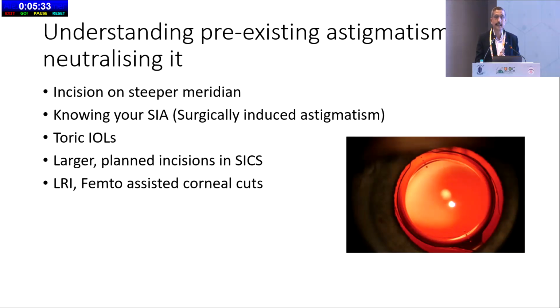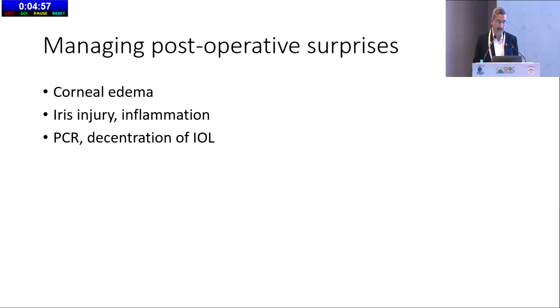The thing that differentiates FACO and SICS is astigmatism. FACO gives 0.5 astigmatism, SICS gives 1 to 1.5 astigmatism. So as Dr. Sudhanshu said, if we take the incision on the steeper meridian, and if we know our surgically induced astigmatism, then if we are doing a FACO, we will put a toric lens to take care of that. But even with large planned incisions in SICS, we can take care of the astigmatism. And of course, nowadays we have LRIs and femto-assisted corneal cuts. So we have to manage even the post-op surprises.